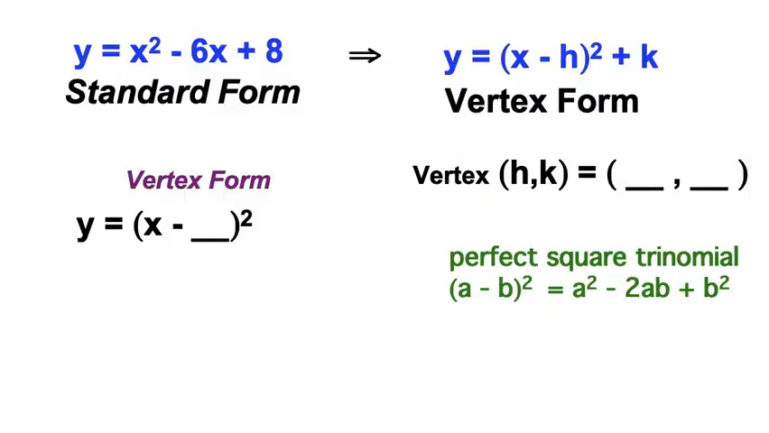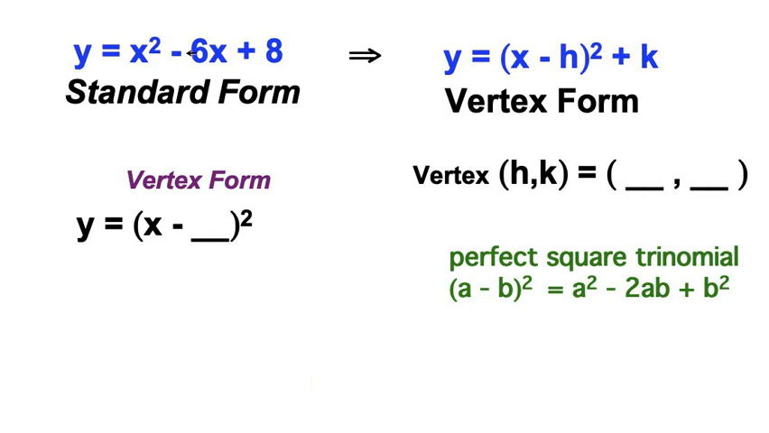Now let's see about converting. We're going to convert this one and we're going to graph it. So we're going to change this standard form into a vertex form. Now, again, this is going to work when a is equal to 1, the coefficient of x squared is 1. Look at that negative 6x, that's your b term.